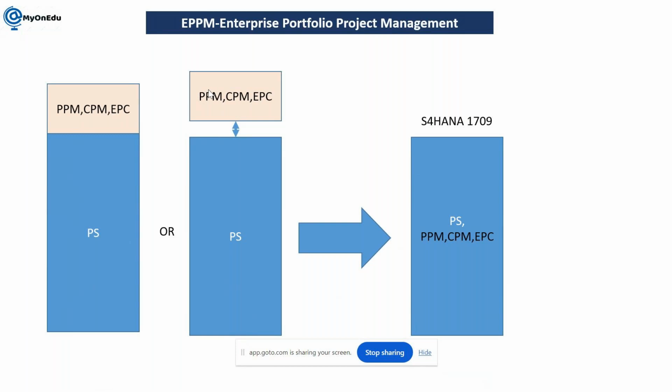But after S4HANA was introduced in 2015, this became a part of the S4HANA solution itself, and it became a part of the core system solution from the 1709 version. So now PPM and CPM come with the core system delivery itself. There is no need to go for a separate license.